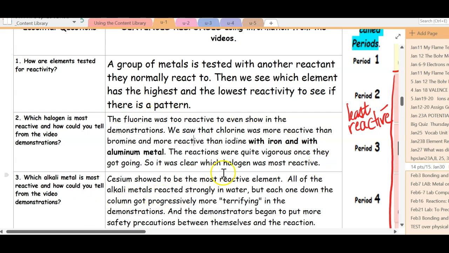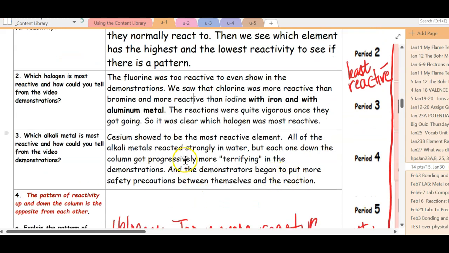Which alkali metal is most reactive? How could you tell? Well, cesium showed to be the most reactive element. All of the alkali metals reacted strongly in water, but each one down the column got progressively more terrifying, as the demonstrator said. And the demonstrators began to put more safety precautions between themselves and the reaction. You remember?